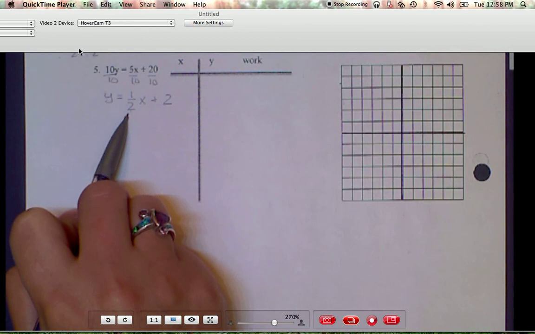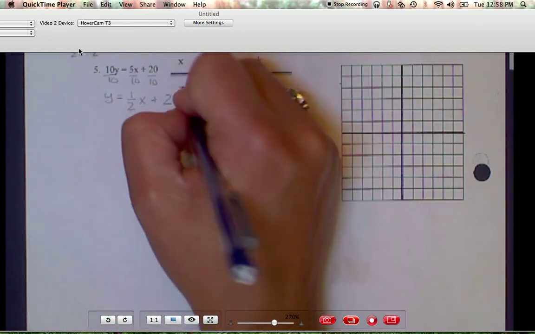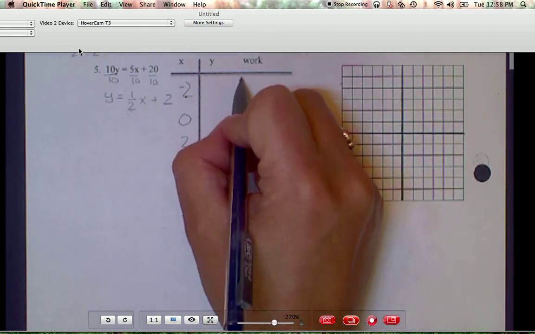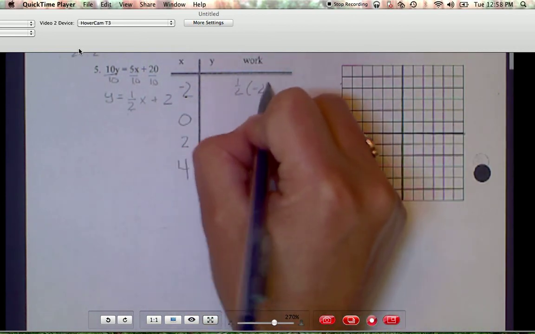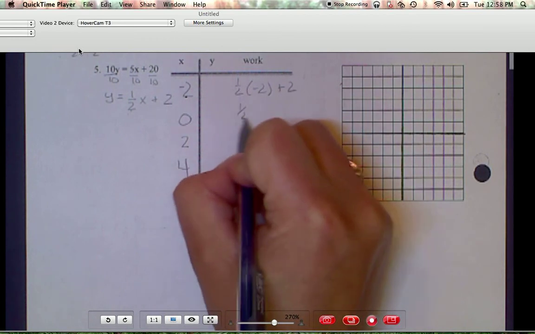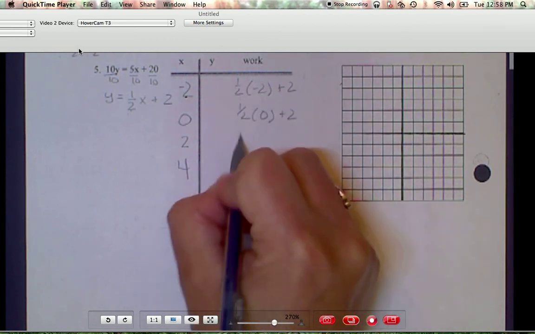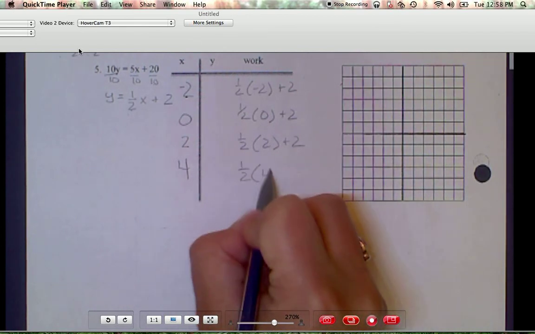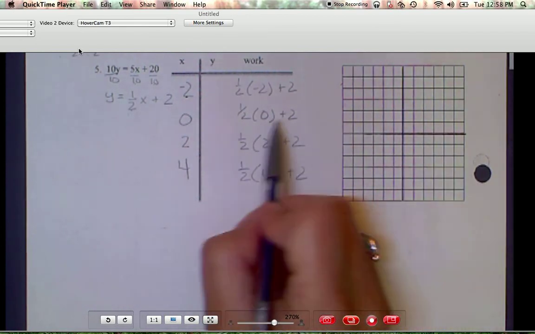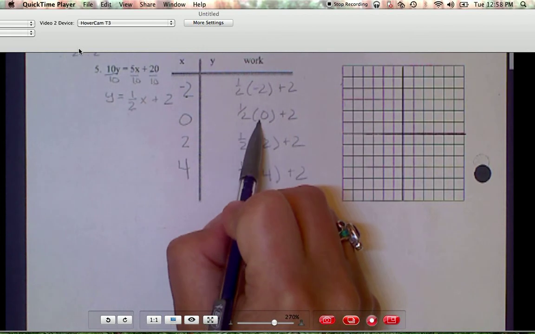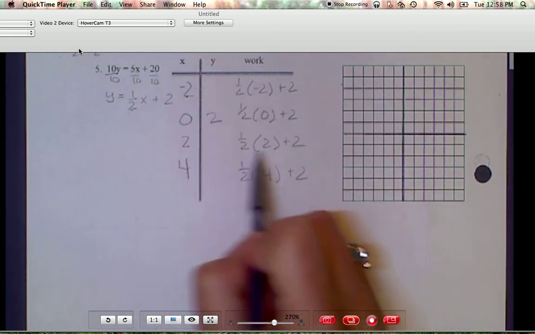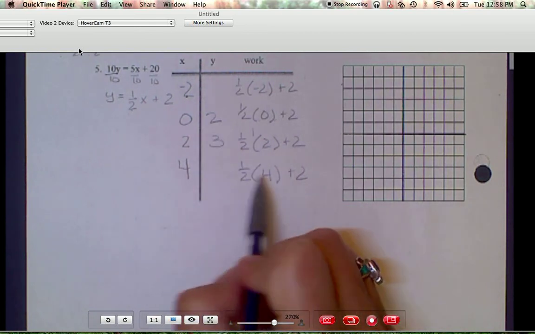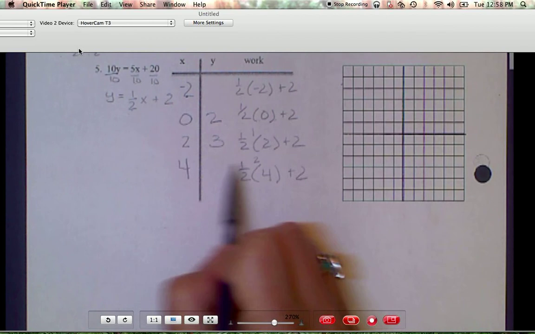So we're choosing multiples of the 2. So -2, 0, 2, and 4. And we get 1/2 of -2 plus 2. 1/2 of 0 plus 2. 1/2 of 2 plus 2. 1/2 of 4 plus 2. Start with the 0. Half of 0 is 0. 0 plus 2 is 2. Half of 2 is 1. 1 plus 2 is 3. Half of 4 is 2. 2 plus 2 is 4.